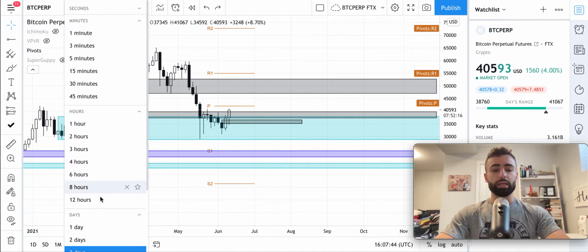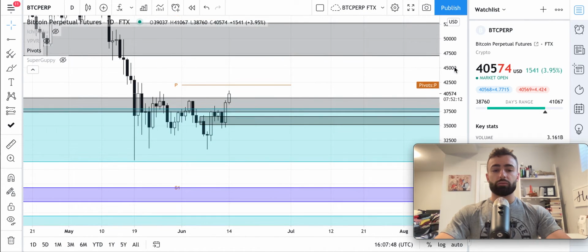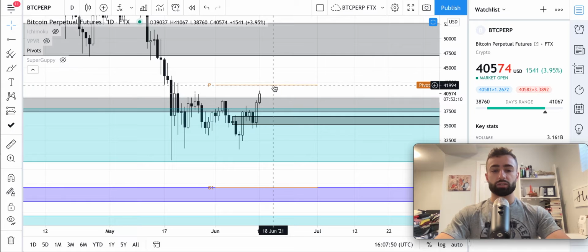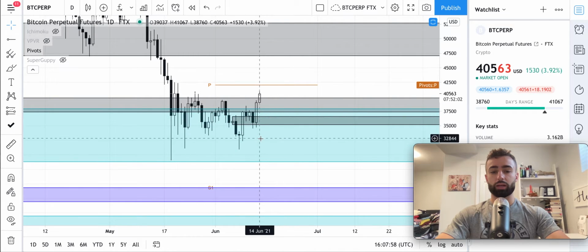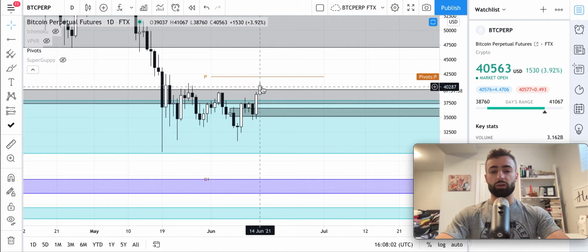So now if we go to the daily time frame, you can see our first major resistance is going to be this daily pivot zone right here, which is at about 42K. So this was the ultimate target for this trade that I talked about over the past several days. You can see today we've had some nice follow through after yesterday's bullish engulfing candlestick.